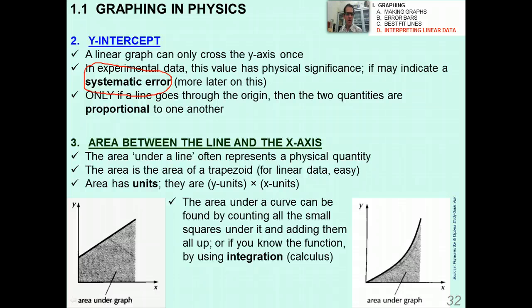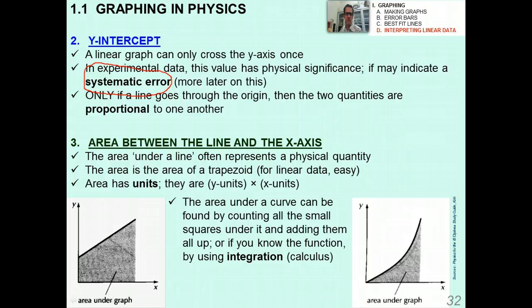And finally, the area between the line and the x-axis will be important in this class later on. The area under the line often represents a physical quantity, and if the function is negative under the x-axis, we can actually have such things as negative areas in physics, and that actually means something physically important, which we'll discuss later. The area is the area of a trapezoid, and for linear data, that's easy.